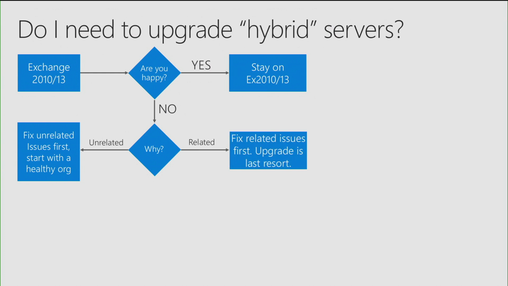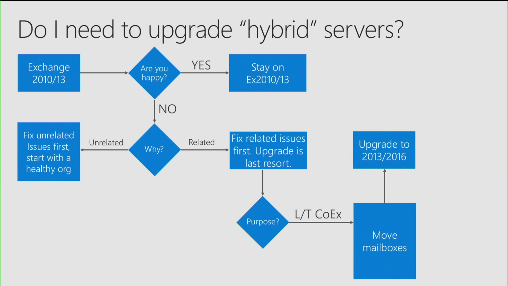So if you have issues that are related to establishing this hybrid connectivity, fix those issues, and then decide again, are you happy with the deployment? Realize that upgrade is absolutely a last resort. We don't want you to have to upgrade just in order to establish hybrid connectivity. So if you do need to upgrade, what's the purpose? We're talking about long-term coexistence. In other words, you're going to do full hybrid. You're planning on actually having mailboxes on premises and in the cloud on an ongoing basis, potentially forever, right?